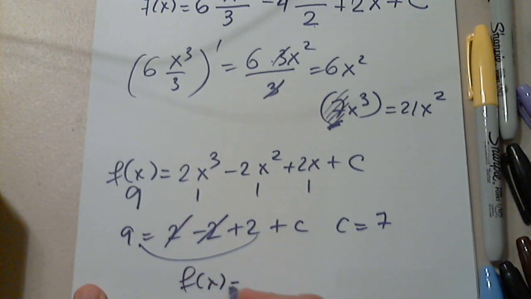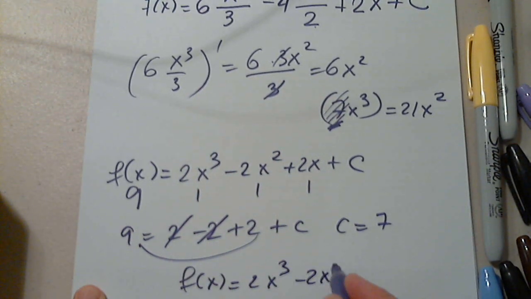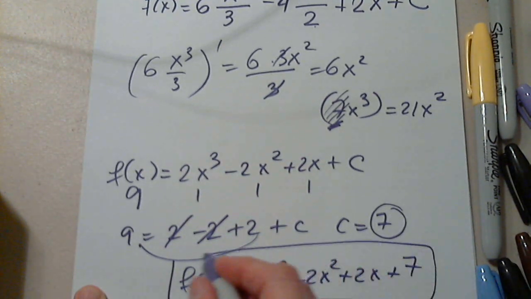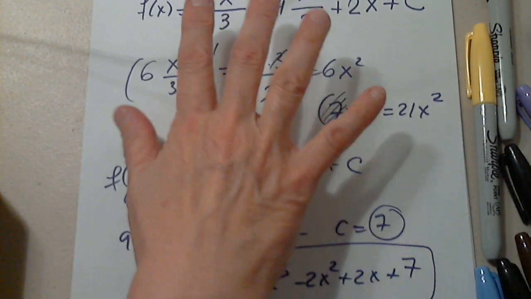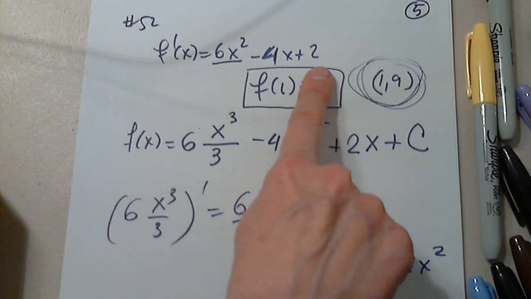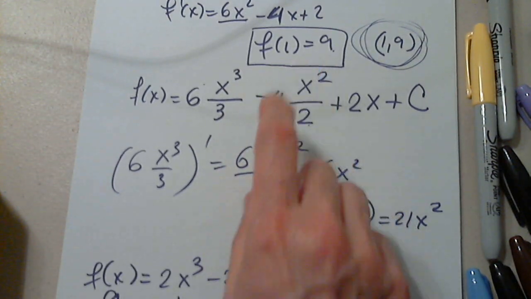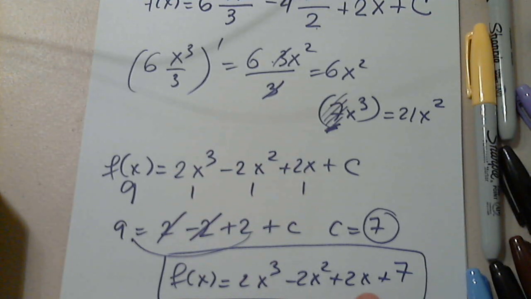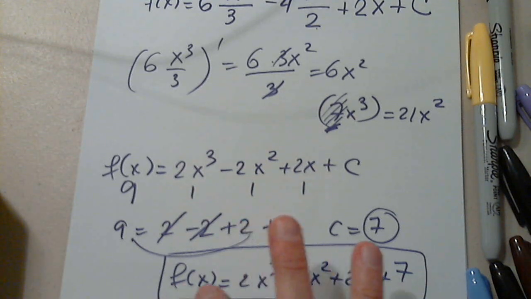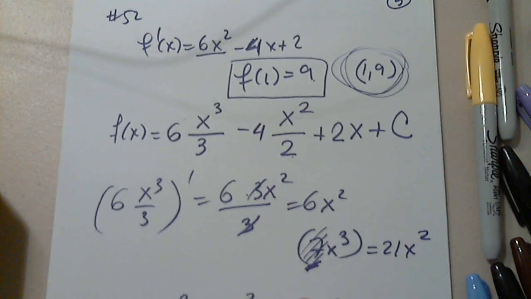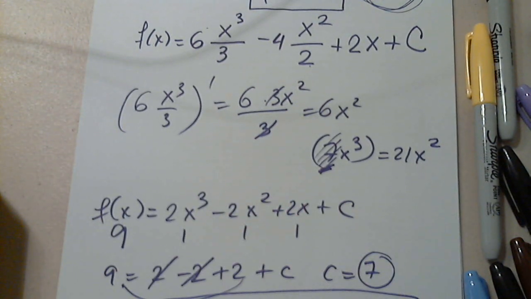The function whose derivative is this and passes through this point is only this function: 2x cubed minus 2x squared plus 2x plus 7. This is the only function whose derivative is given to us, and also when x is 1, y is 9. 2 plus 7 is 9. This is the only one. So this is no longer the most general antiderivative of this function. It's just one function whose derivative is that, but also passes through the point 1, 9.